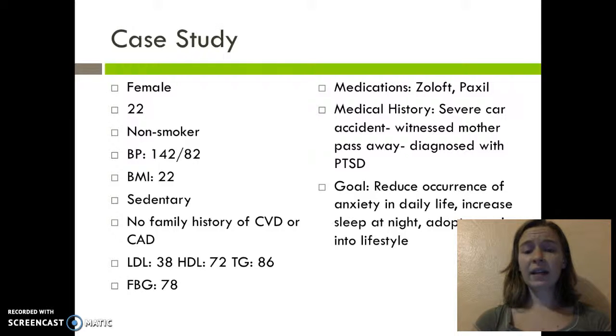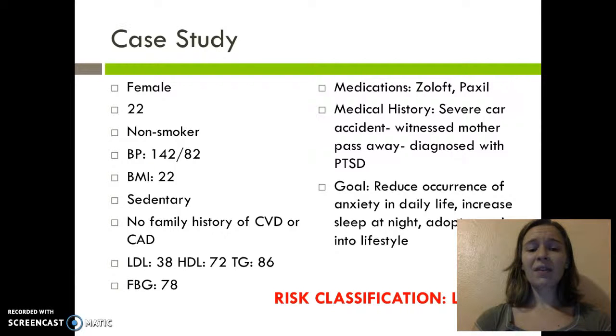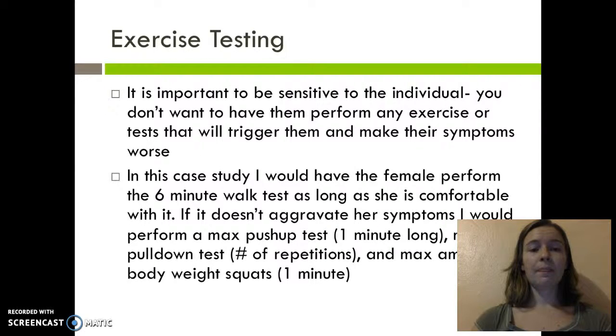She is on 2 medications, Zoloft and Paxil, and her medical history shows that she was in a severe car accident where she witnessed her mother passing away, and that caused her to be diagnosed with PTSD. Her goal is to reduce the occurrence of anxiety in her daily life, increase her sleep at night, and adopt exercise into her lifestyle. This would cause her to have a low-risk classification.